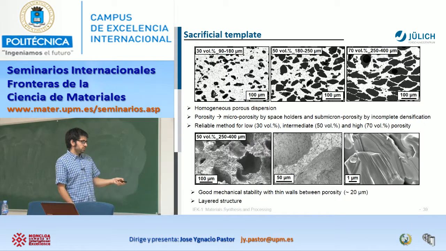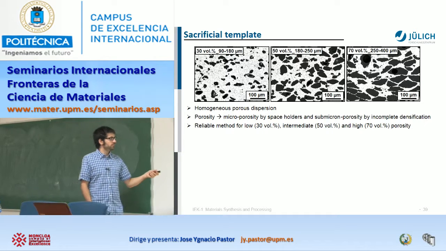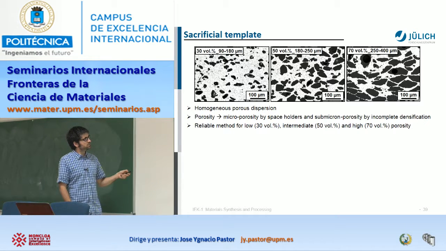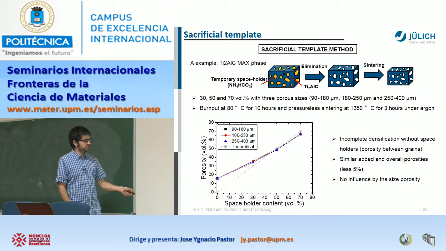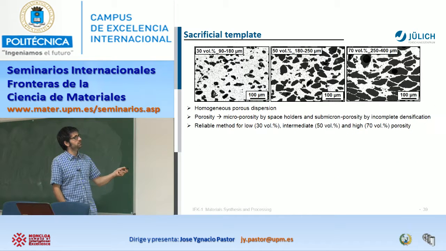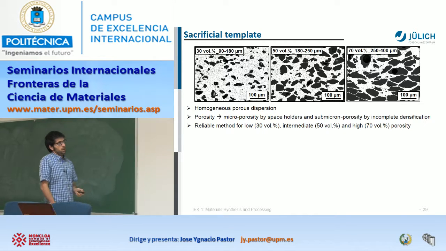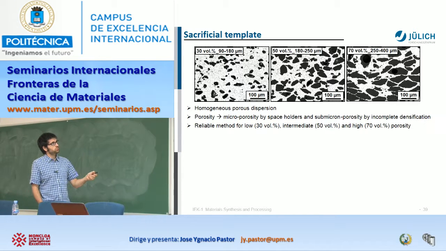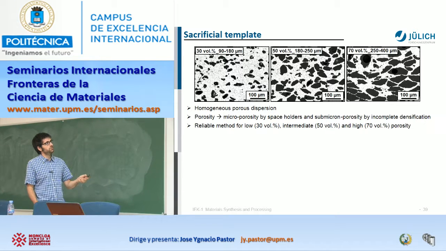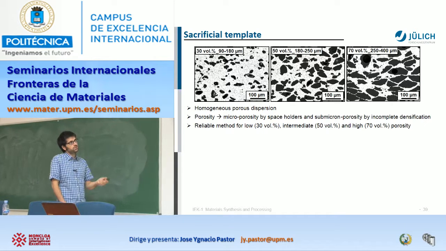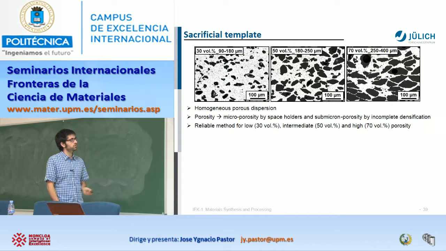And important, the porosity of our material, as you see, is caused of course by the space holder, but also by this microporosity that is caused because the matrix is not fully densified, okay? Then this microporosity also connects the pores. And just to keep in mind, it's really wide, this material, even from 30 to 70%, and the homogeneity and everything is quite good. Then it's a really reliable method to do this, from low to intermediate to really high porosity material.